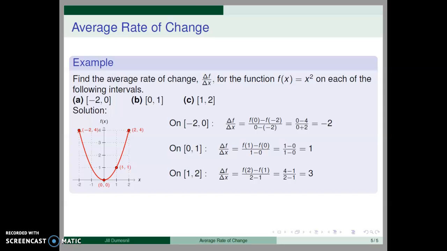The average rate of change of a function over a closed interval is closely related to the concept of difference quotients, which is what we will discuss in the next video.